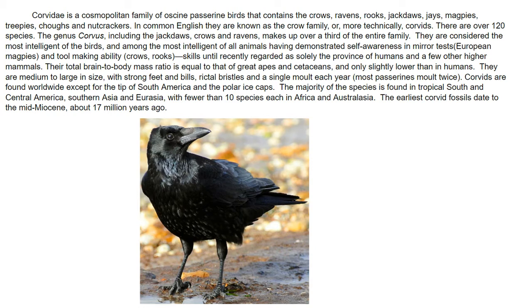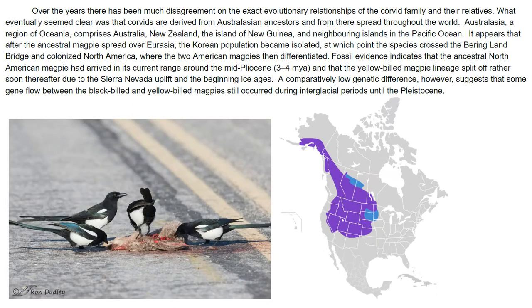Corvids are found worldwide except for the tip of South America and the polar ice caps. The majority of the species is found in tropical South and Central America, Southern Asia, and Eurasia, with fewer than 10 species in Africa and Australasia. The earliest corvid fossils date to the mid-Miocene, about 17 million years ago. So, over the years, there has been much disagreement on the exact evolutionary relationships of the corvid family and their relatives. What eventually seemed clear was that the corvids are derived from Australasian ancestors, from there spread throughout the world.